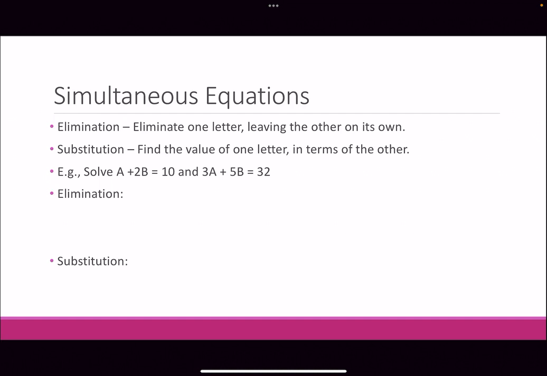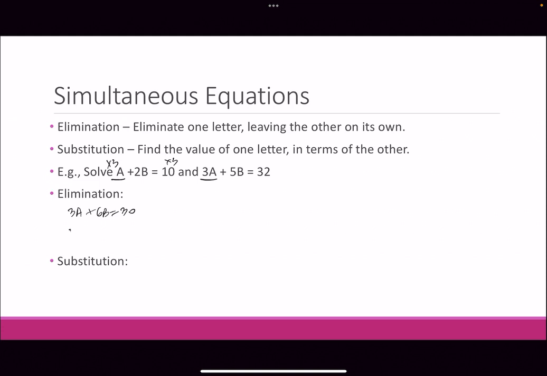So if I want to use elimination, then I want to make the same term in both of the equations and then cancel them out. By term, I don't just mean the letter, I mean the number in front of the letter as well. So if I have 3a here, I would need 3a in the other equation to cancel it out. So I'm going to try and make 3a in this first equation. What do I do? I multiply both sides by 3. That should give me 3a plus 6b equals 30.